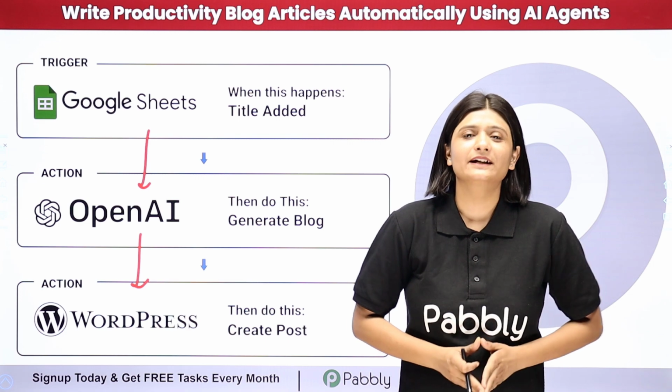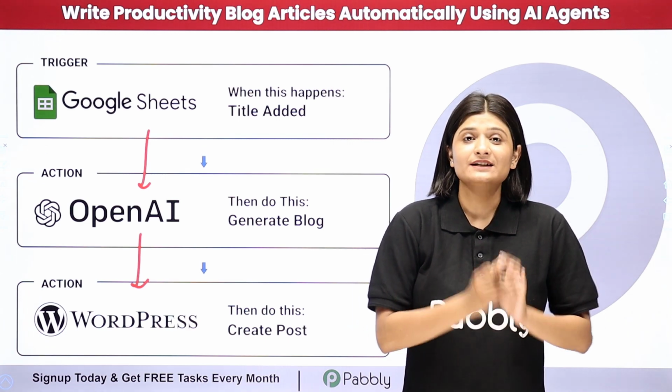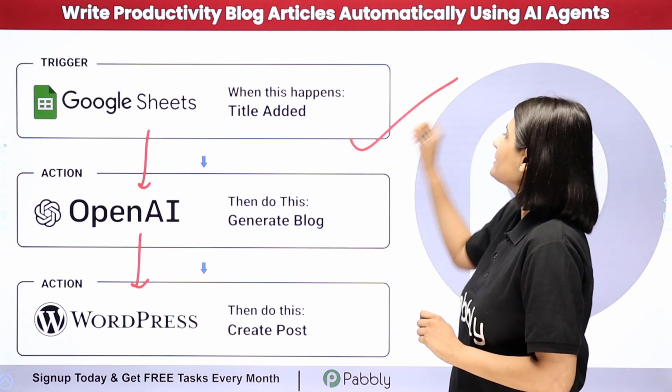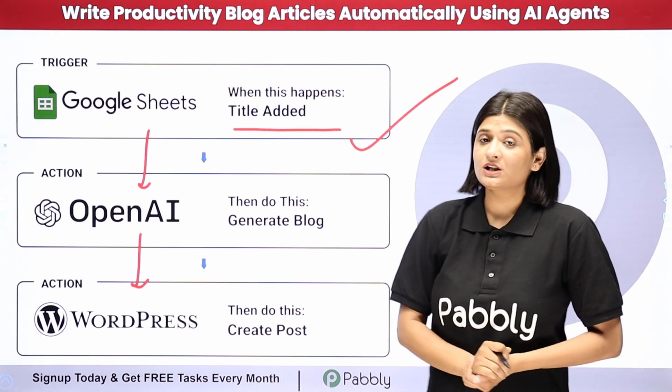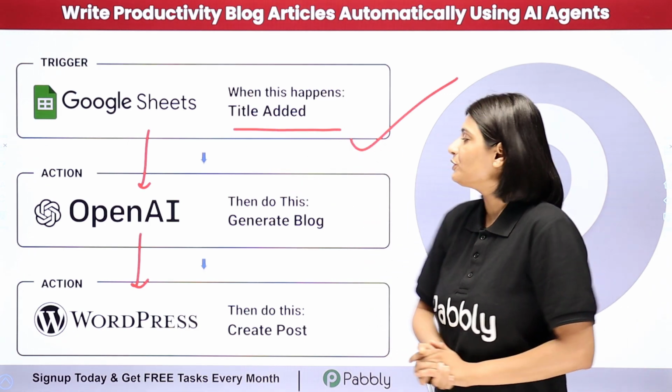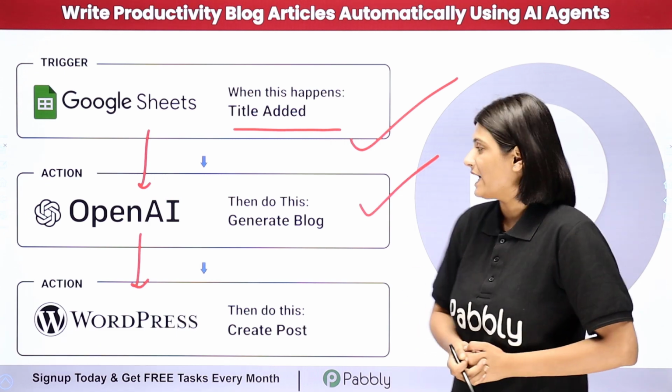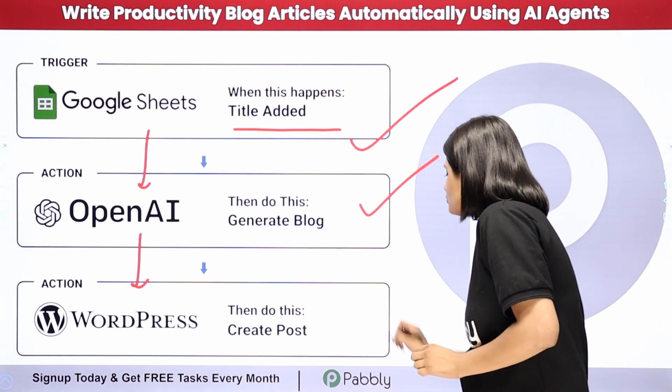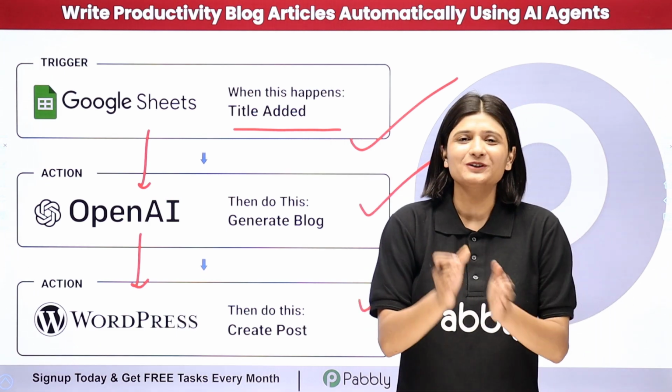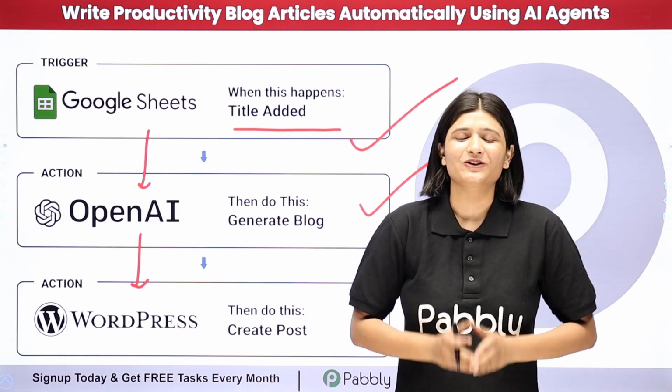With the help of Pabbly Connect, I am going to build connection in such a way that as soon as I add a new title in my Google Sheets spreadsheet, the blog or the article will be automatically generated with the help of OpenAI, and then I'm going to create a post on my WordPress. Now, if you want to learn the step-by-step process, then let me take you all to my screen.